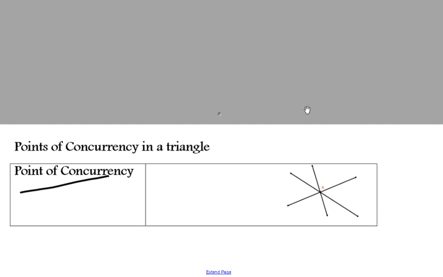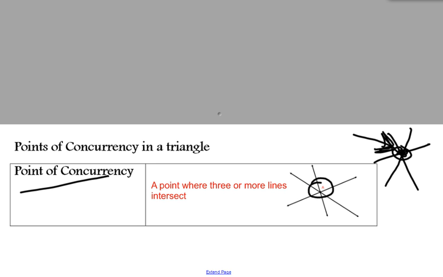A point of concurrency. Well, we know that two lines intersect at one point. Well, if you have 3 or more lines that intersect at a point, we call that a point of concurrency. The next set of vocabulary words are all going to be points of concurrency, meaning they're all going to be 3 or more lines intersecting at a point. And all of these points of concurrency are going to exist inside of a triangle.